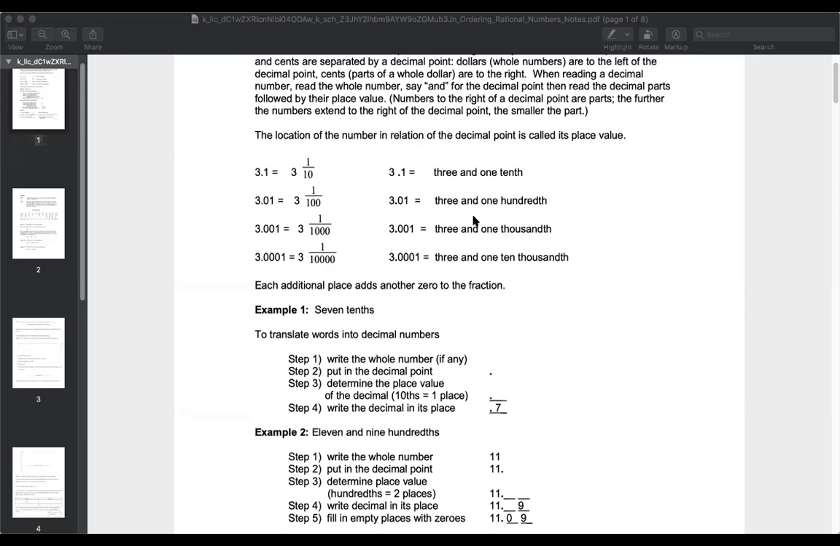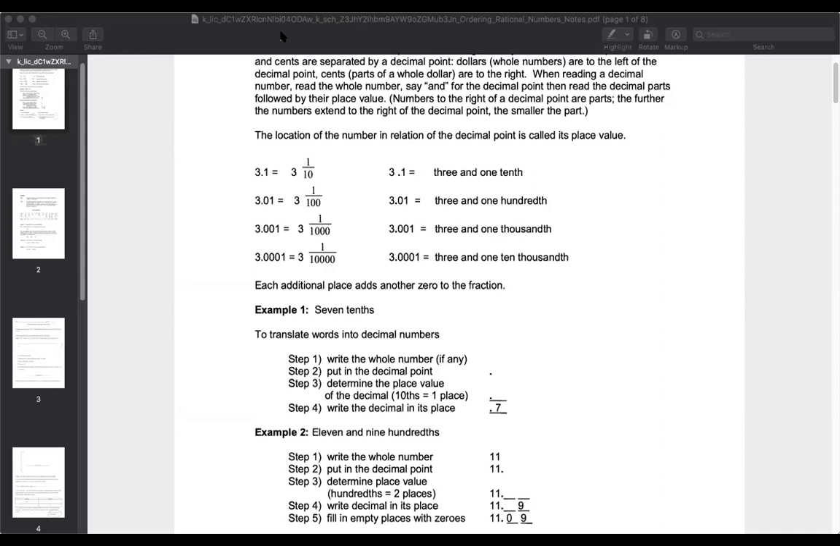So that's why it's important to know the name of that decimal place, because that's how you turn a decimal into a fraction, by making sure you use the name of the decimal place. This one is in the tenths place, so I write it as 3 and 1/10. This one is in the hundredths place, so I write it as 3 and 1/100ths. That is how that system works when we are changing a decimal into a fraction.